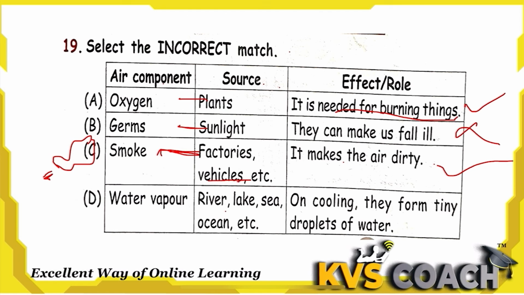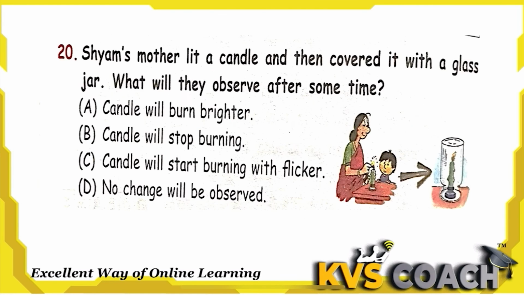Water vapor: river, lake, sea, ocean. Yes, water vapor sources are river, lake, ocean. When the sun is glowing in the sky, then only river water changes into water vapor. On cooling, they form tiny droplets of water. Yes, this is absolutely right. These water vapors come again on the land in the form of water droplets. So the incorrect match is option B.